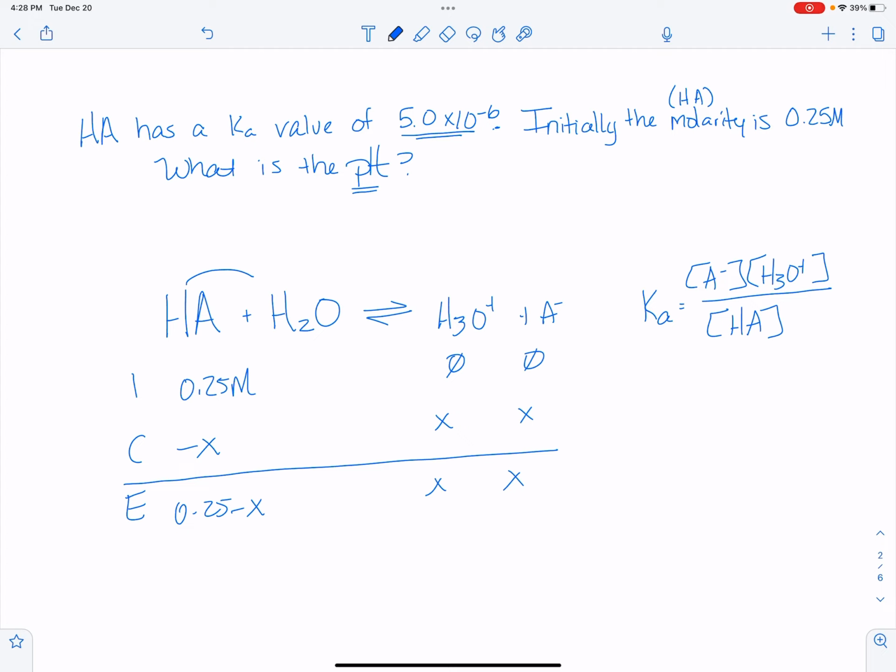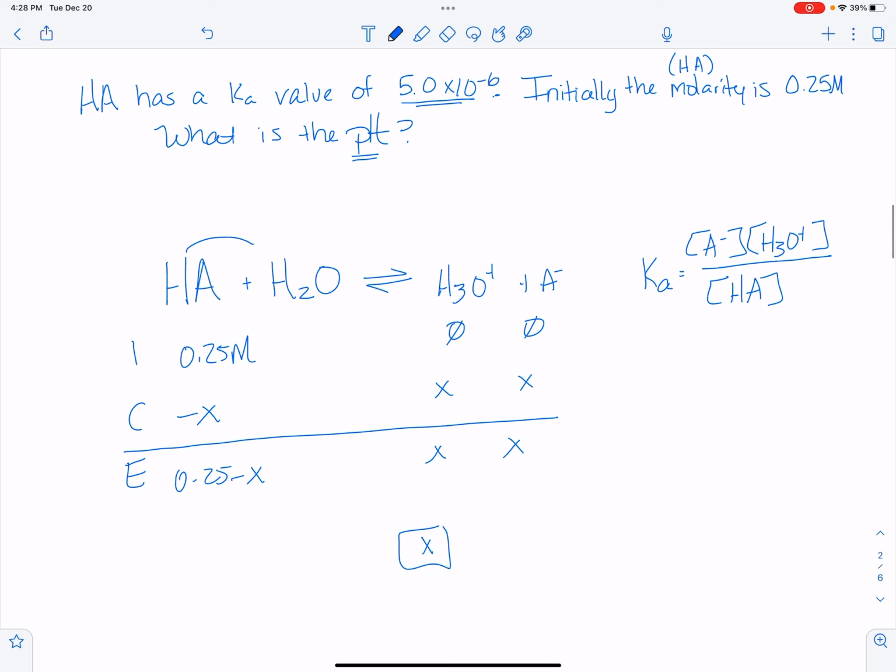Now, this problem is not new. You've solved a problem just like this on the last test with a nice chart, and you just had to stop at solving for x. This time, we're actually solving for pH, but if we know x is H3O plus, then we just know that pH is equal to the negative log of that number. And we're good. So it's just asking you to do one more step.